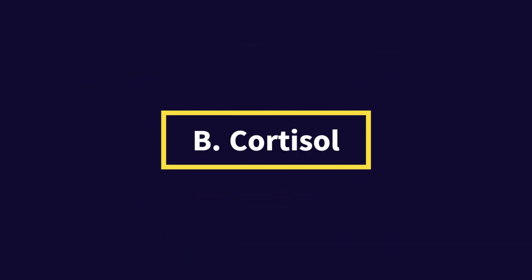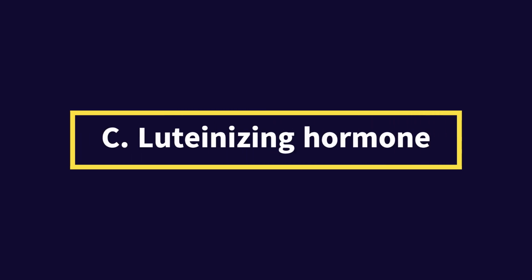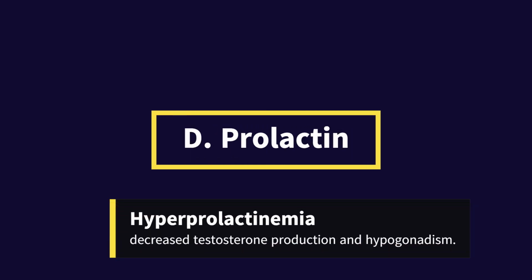Choice B is wrong because deficiency of 21-hydroxylase impairs cortisol synthesis, and this would further suppress cortisol production. Choice C is wrong because luteinizing hormone stimulates the testes to produce testosterone. Decreasing LH levels would decrease testosterone production by the testes but would not affect excess adrenal androgen production in congenital adrenal hyperplasia. Choice D is wrong because hyperprolactinemia disrupts gonadotropic hormone secretion, which leads to decreased testosterone production and hypogonadism. Prolactin suppression would further elevate testosterone levels and would not be beneficial in this patient.